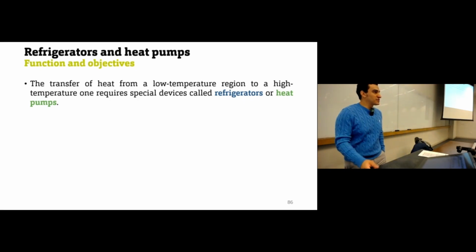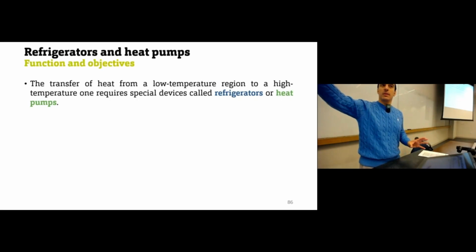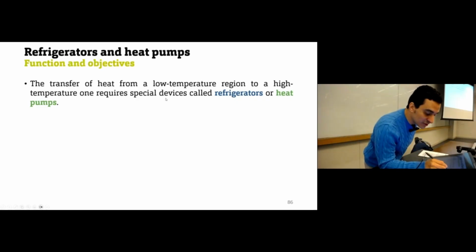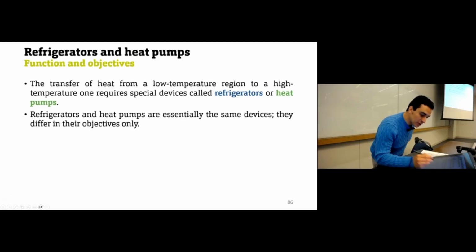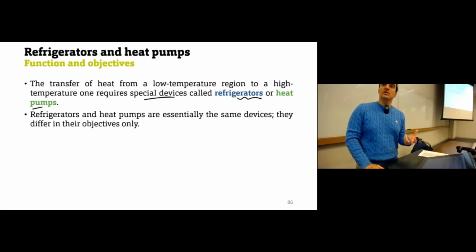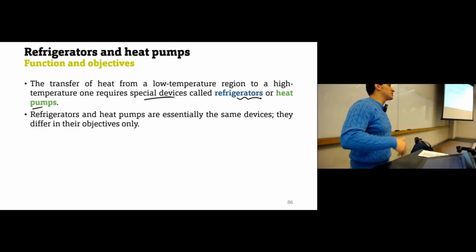One of the other statements of the second law of thermodynamics is that heat cannot be transferred from low temperature to high temperature. Heat transfer always happens from high to low temperature. This is the spontaneous direction of heat transfer. But if you want to transfer heat from low temperature to high temperature, in this case you still need special devices, and these special devices are called refrigerators or heat pumps. We use these devices to transfer heat from low temperature to high temperature, which is not the spontaneous direction of heat transfer.